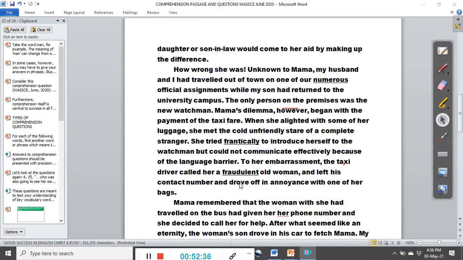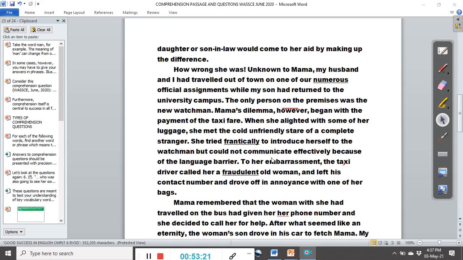So from here, we understand that the word fraudulent can be replaced with a word like dubious or dishonest or deceitful, because you can also figure it out by looking at what happened here. From the context, Mama's dilemma, however, began with the payment of the taxi fare. So it is all about payment. She didn't have the complete fare to pay, and that was the problem. So from that, you can figure out why the taxi driver called her a fraudulent old woman.